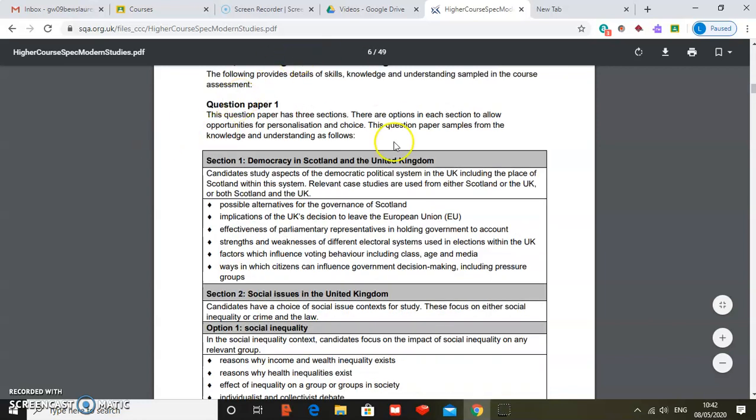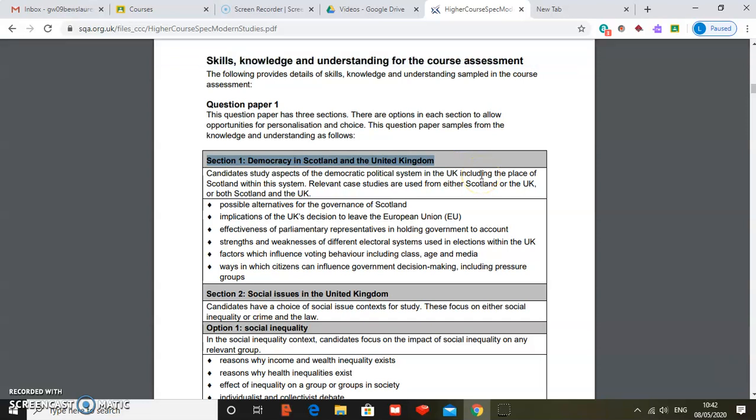So, question paper 1 has 3 sections. There are options in each section to allow opportunities for personalisation and choice for the teacher to pick basically the area they want to do. Now, first, section 1: Democracy in Scotland and the UK. Remember what we said, this has to be a 20-mark question. You will see there are different aspects that all teachers across Scotland can choose.